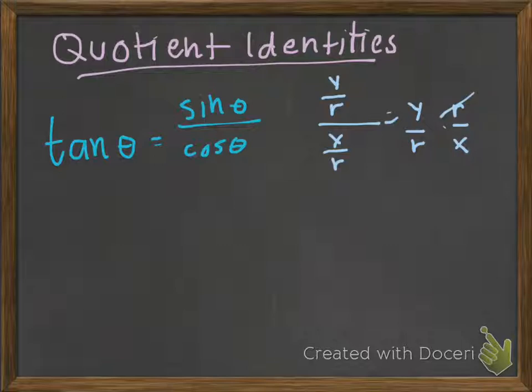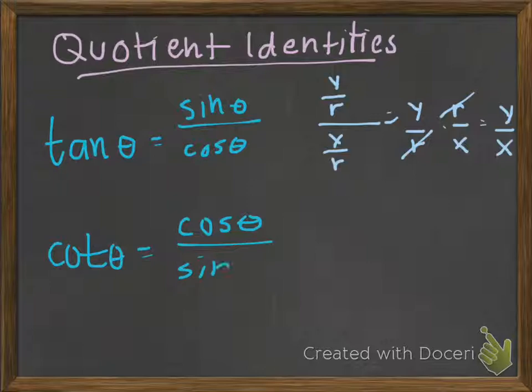Notice I have an r up top and bottom, so they cancel, and I'm left with y over x. And tangent is equal to y over x. So that is why tangent is the same thing as saying sine over cosine. So similarly, this rule applies to cotangent. Because these are the reciprocal of one another, cotangent is the same thing as saying cosine over sine. So that's the next set of identities.